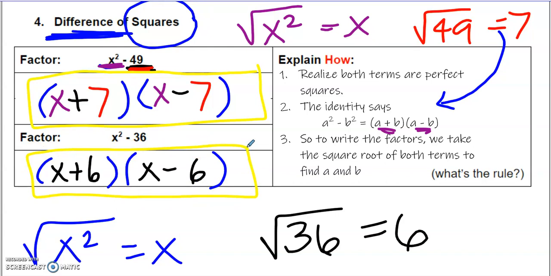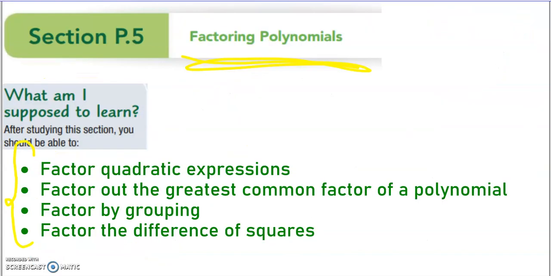Guys, so here's a quick review of the 4 main types of factoring that we need to be able to do this year. Okay? We'll start with those. Use this video when you go through the practice.